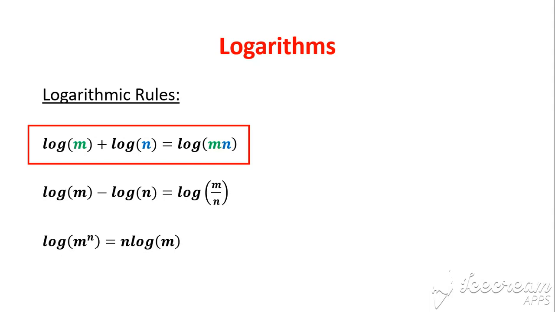The log of a number m plus the log of a number n is equal to the log of m times n. In other words, as an example, log of 6 plus log of 2 is the same as log of 12 because 6 times 2 is 12. Now, m and n could be the same number, so the log of 6 plus the log of 6 would be equal to the log of 36 because 6 times 6 is 36.